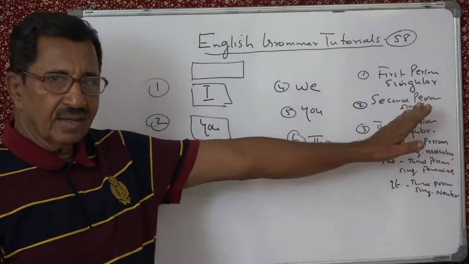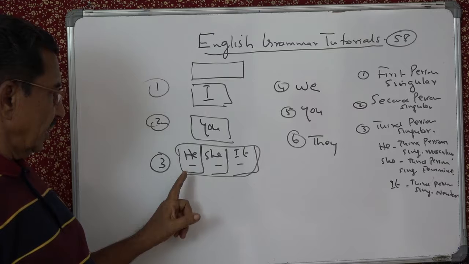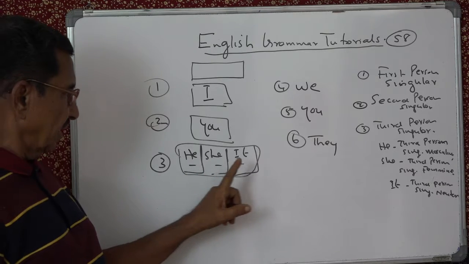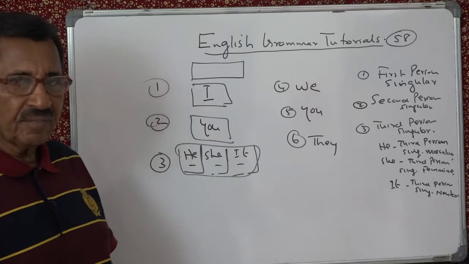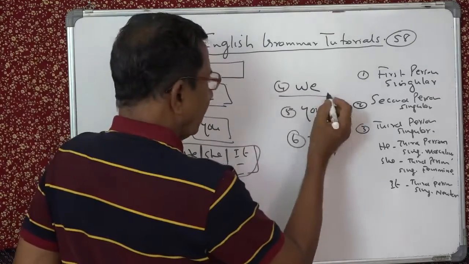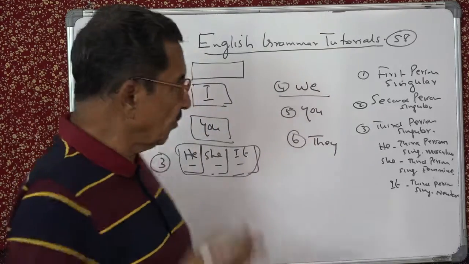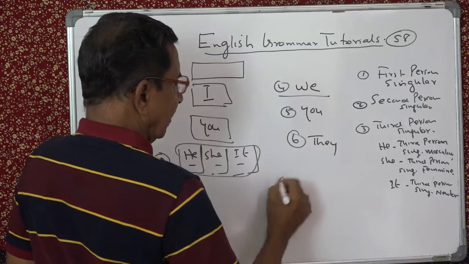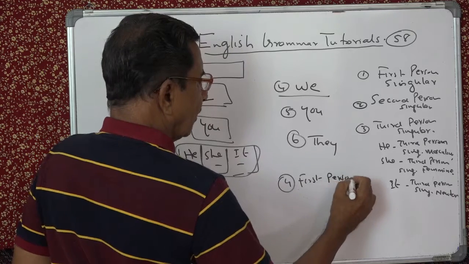Without looking here: first person singular, second person singular, third person singular masculine, third person singular feminine, third person singular neutral. And what do you call this? First person plural, more than one. This plural, we. So the label for the fourth is first person plural.